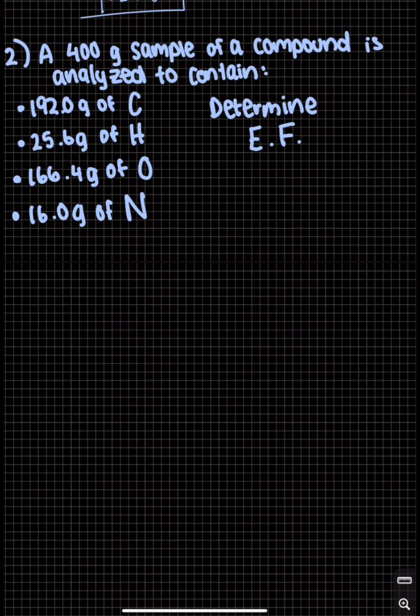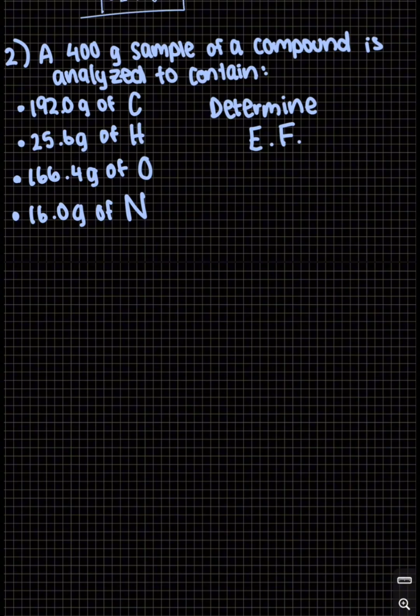Okay, guys, question number 2. Question number 2 says, a 400-gram sample of a compound is analyzed to contain the following: 192.0 grams of carbon, 25.6 grams of hydrogen, 166.4 grams of oxygen, and 16.0 grams of nitrogen. Determine the empirical formula.